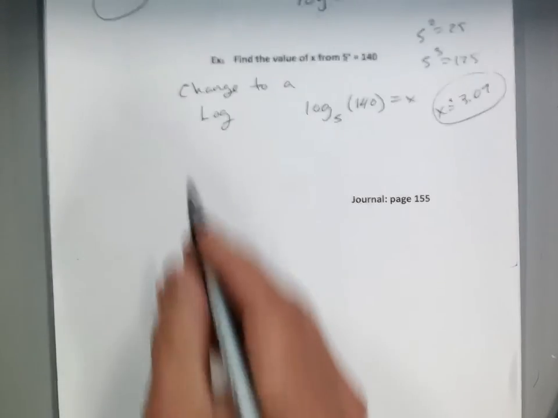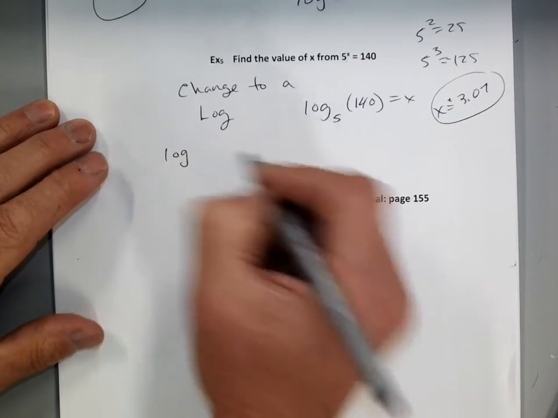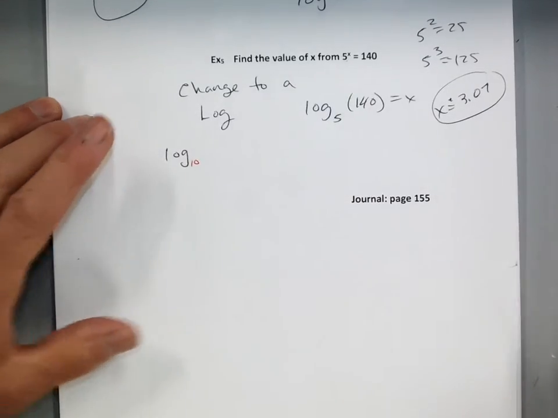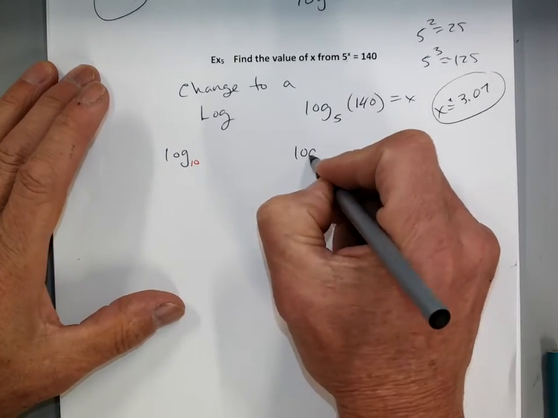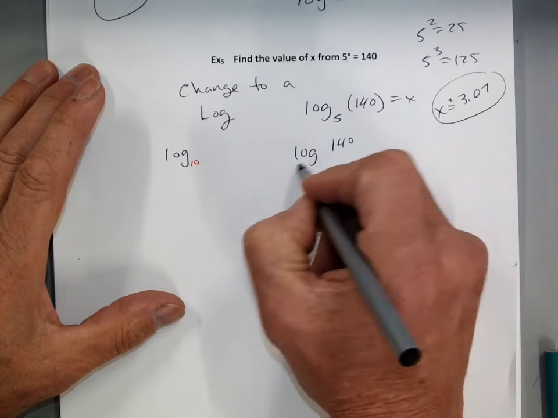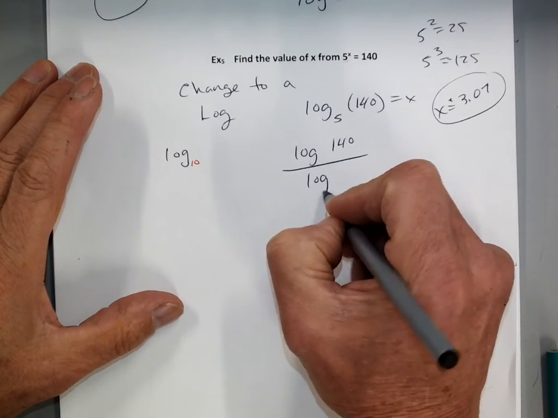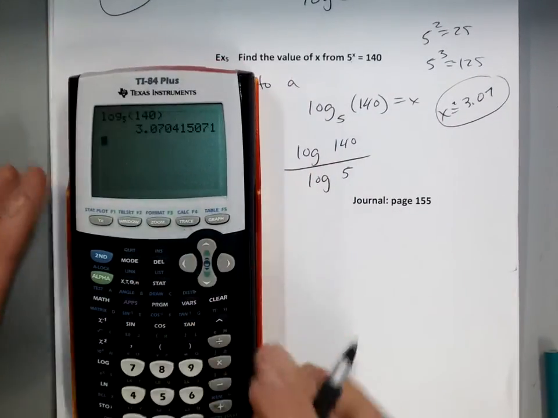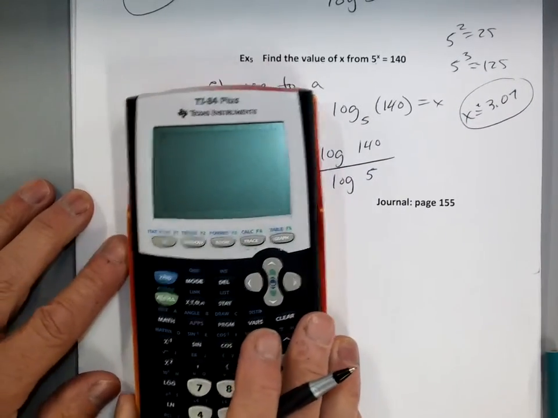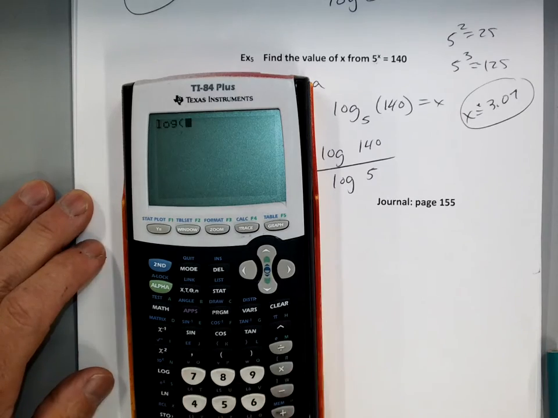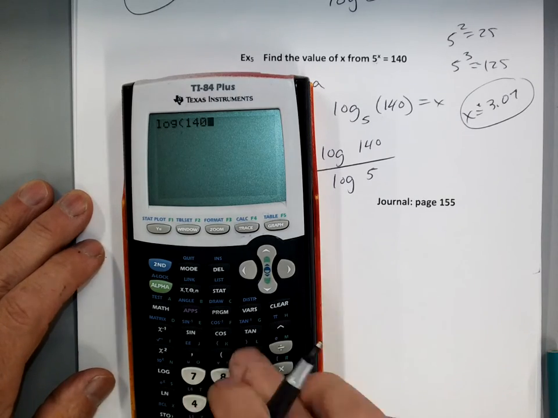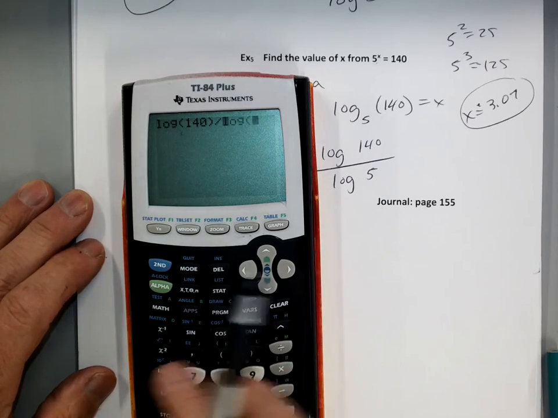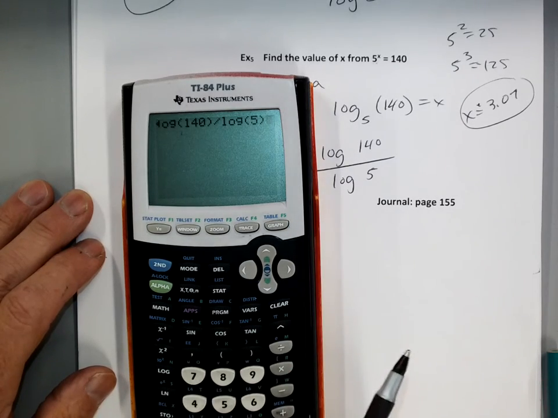Now, if you don't have a fancy calculator that will do any base, then at least on your phone you have a log button. Again, check your phone, but you have a log button, but it's base 10. So you can still do this, but you have to go log of 140 divided by log of 5, and you can use your phone or any basic calculator to do this. So if I just went log 140, now that's log base 10, right? Close parentheses divided by log 5, I get the exact same answer.